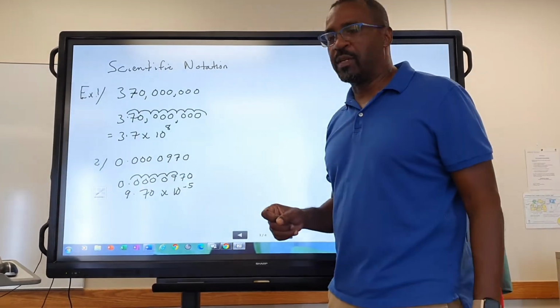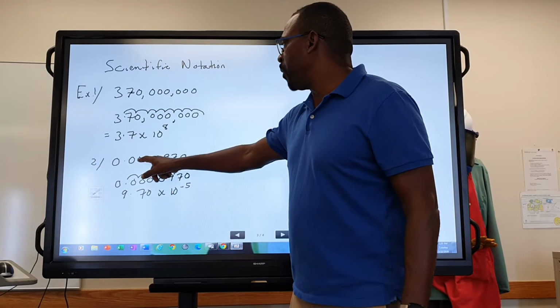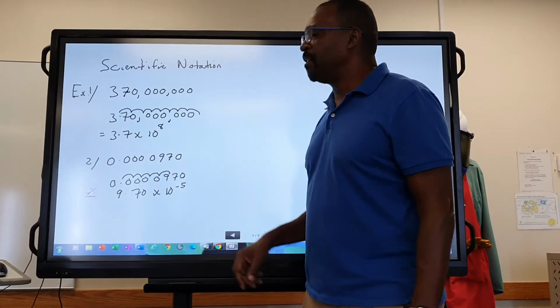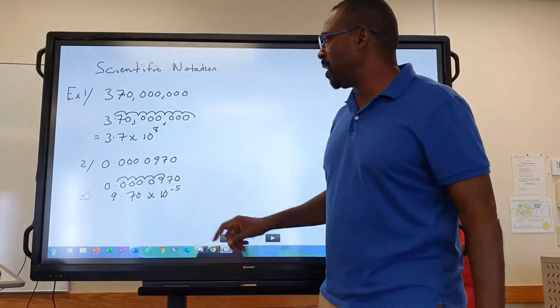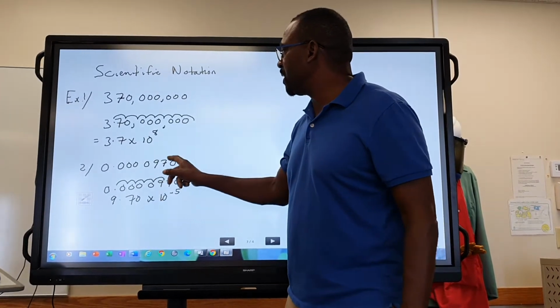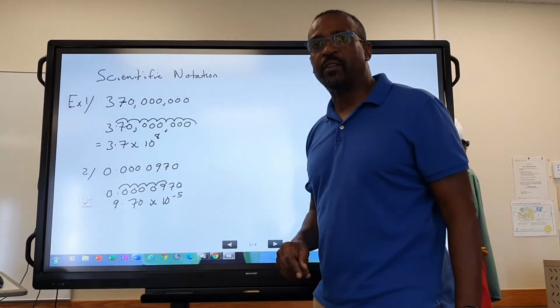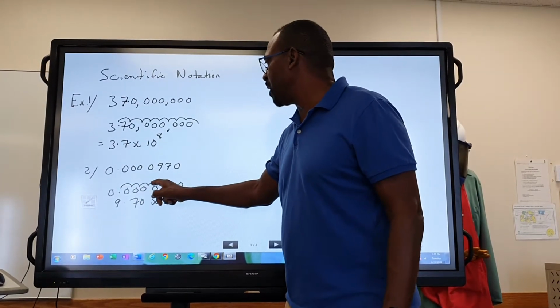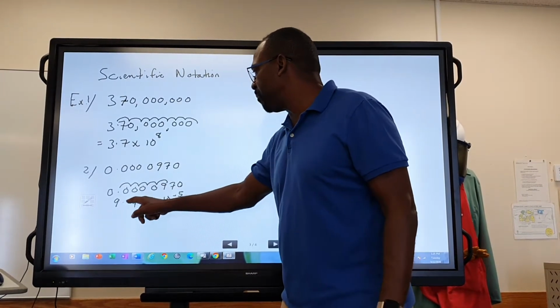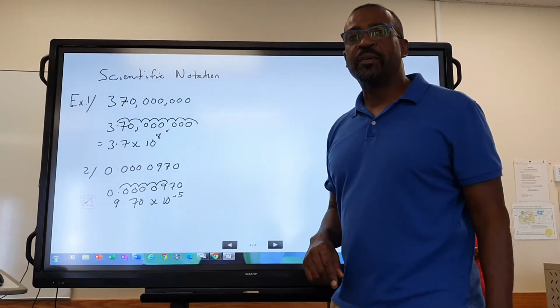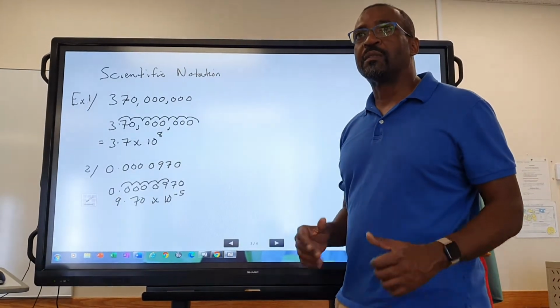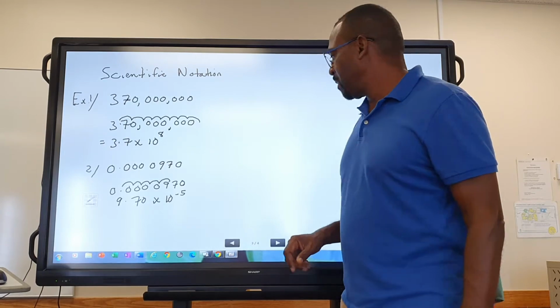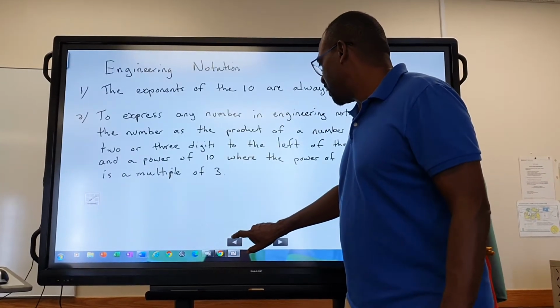Likewise, for a number that's smaller than 1, we have 0.000970, so it's a real small number, right? So to put it in scientific notation, we need to get the decimal point to the right of the first non-zero digit. So you move it 1, 2, 3, 4, 5. So it's 9.70 times 10 to the minus 5, based on the rules. Got it? So let's go to engineering notation now.